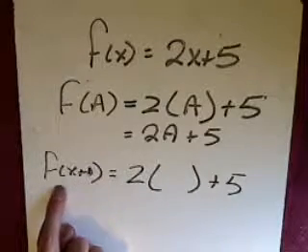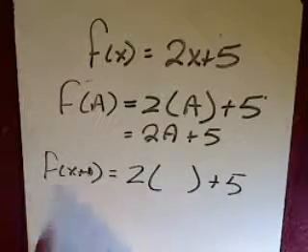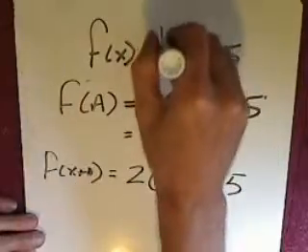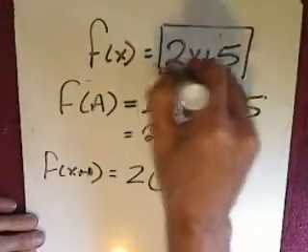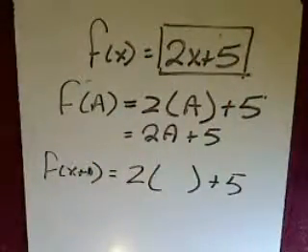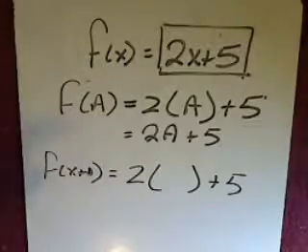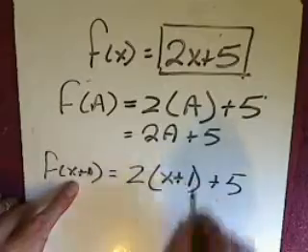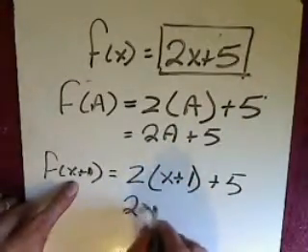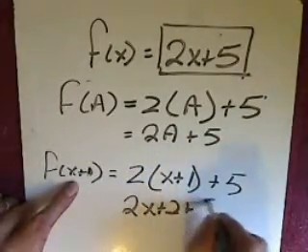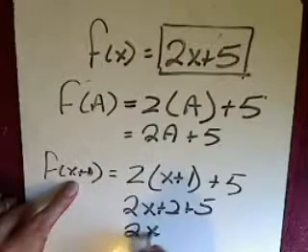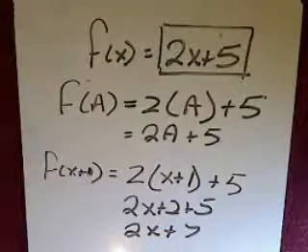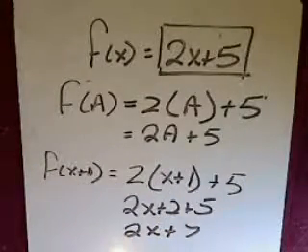I've defined f, the function, as this. So this is my definition I'm working on. This is what is under consideration. So wherever I see my x, I put in x plus 1. This is 2 times x plus 1, which is 2x plus 2 plus 5, or just 2x plus 7. That's what's going on with that. So keep that in mind.